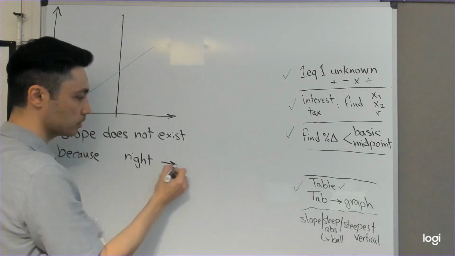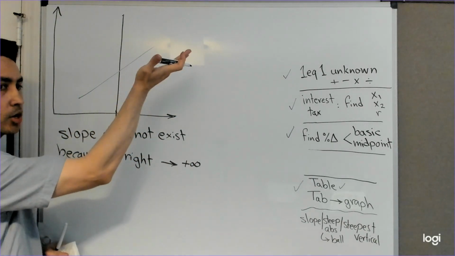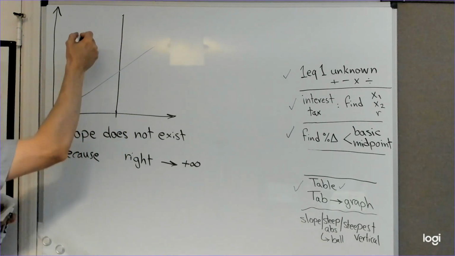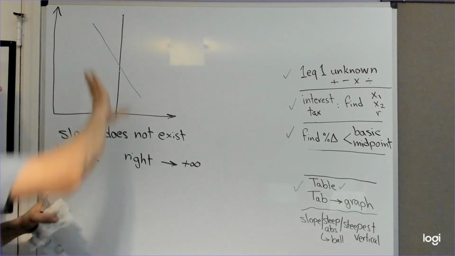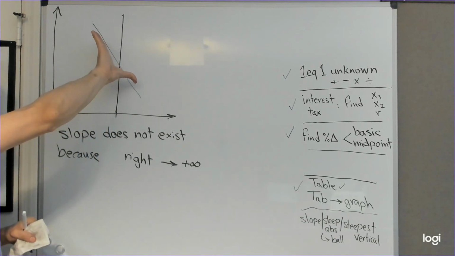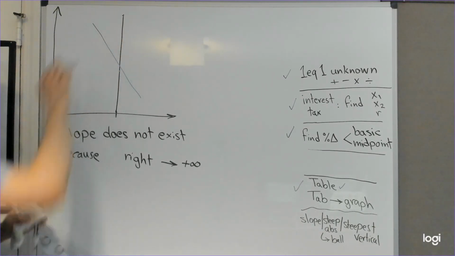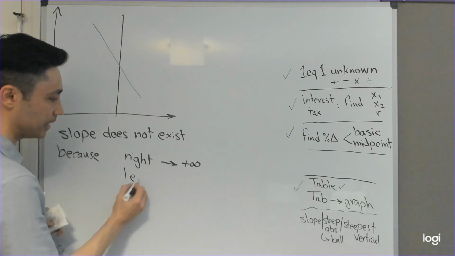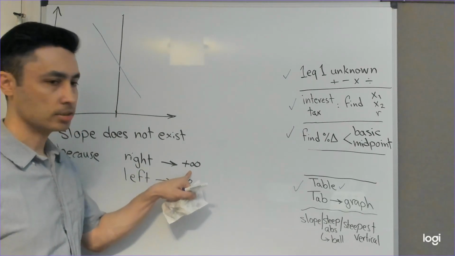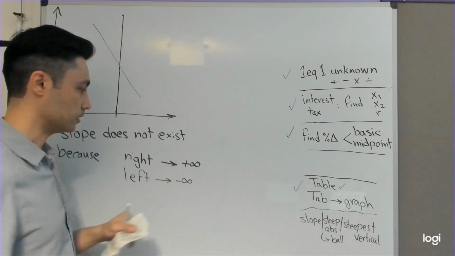From the right, the slope is going towards positive infinity as you start with a positive slope and make it vertical. Alternatively, if you start with a negative slope and tilt it all the way to make it vertical, as you make it more and more vertical, the slope is going towards negative infinity. So from the left, the limit is negative infinity. And because the limit on the right and the left are not the same, the limit does not exist.